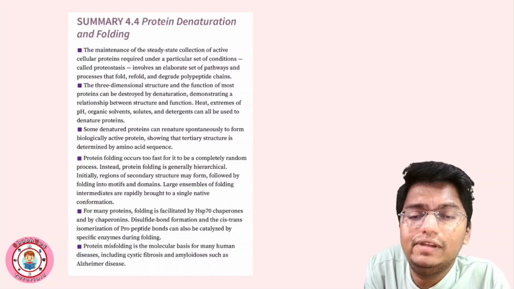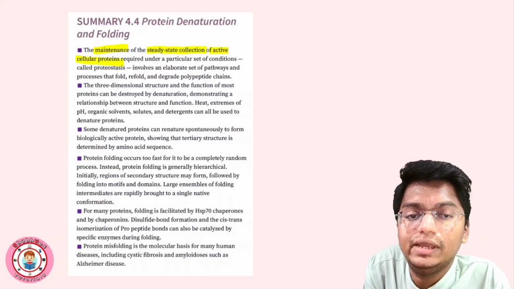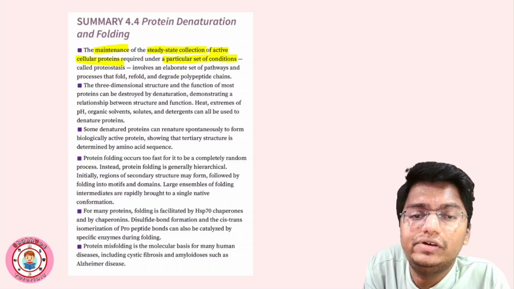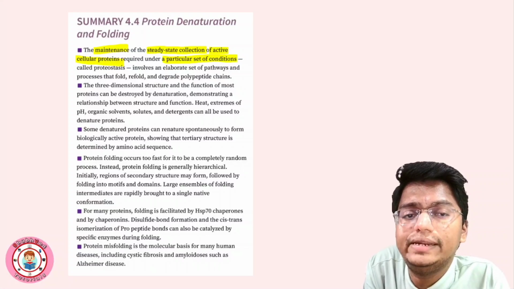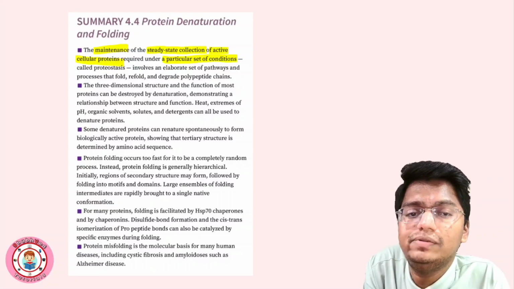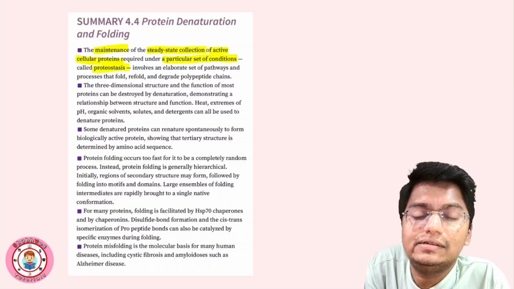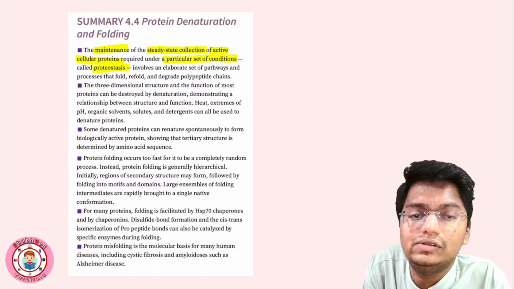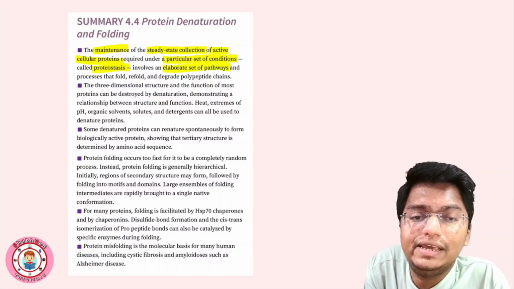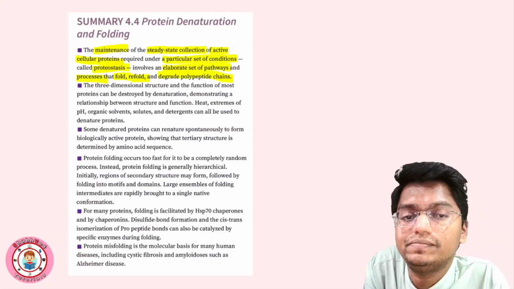यहाँ पे हम एक overview लेंगे. Again, the maintenance of steady state collection of active cellular protein required under a particular set of condition. मतलब जो continuous maintenance जो चलता है प्रोटीन का from synthesis to degradation, that is called as proteostasis, right? So this involves elaborate set of pathways and processes that fold, refold and degrade polypeptide chain.